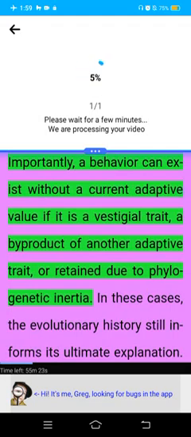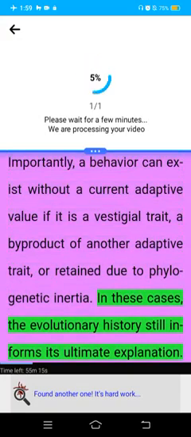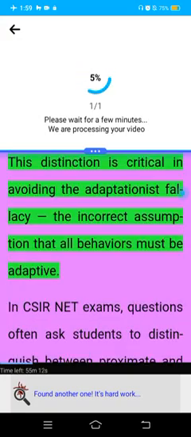Importantly, a behavior can exist without a current adaptive value if it is a vestigial trait, a byproduct of another adaptive trait, or retained due to phylogenetic inertia. In these cases, the evolutionary history still informs its ultimate explanation. This distinction is critical in avoiding the adaptationist fallacy, the incorrect assumption that all behaviors must be adaptive.